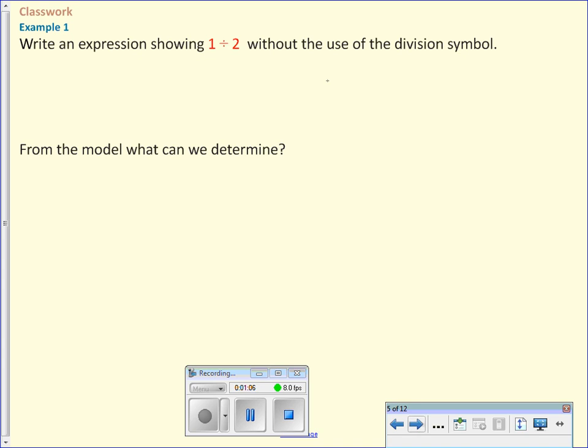jump right into example 1. Write an expression showing 1 divided by 2 without using that division symbol. So how else could I write 1 divided by 2? Okay, so 1 divided by 2, I could write it like a fraction because we know that the fraction bar means division. How can I write it with the house? What goes inside, what goes outside? So this is how I would write 1 divided by 2?